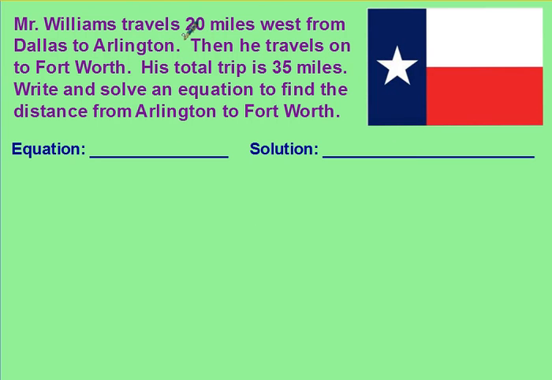Mr. Williams travels 20 miles west from Dallas to Arlington. Then he travels on to Fort Worth. His total trip is 35 miles. Write and solve an equation to find the distance from Arlington to Fort Worth.